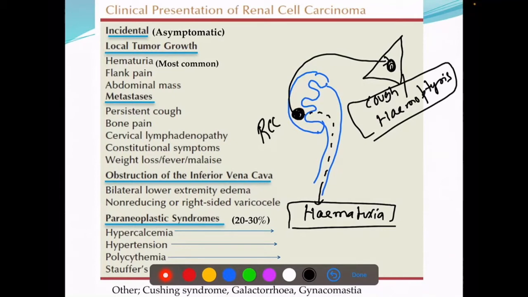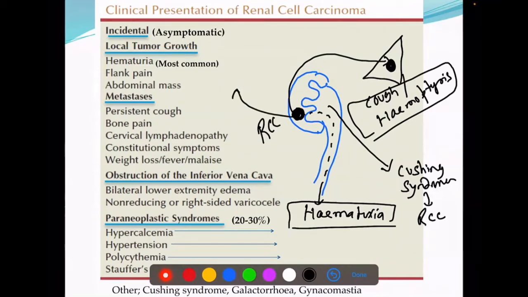But can you explain why there is Cushing syndrome in the patient of RCC? You cannot explain due to locally presence, or you cannot explain due to metastasis. So whenever a symptom of cancer cannot be explained due to its location or metastasis, then we say it is a paraneoplastic syndrome. It is usually due to some hormones or chemicals, substance released by these cancer cell.